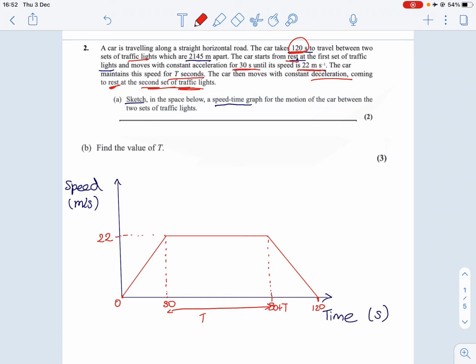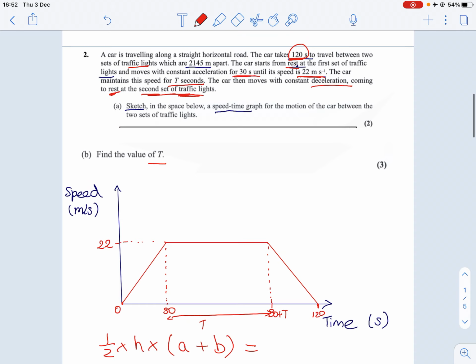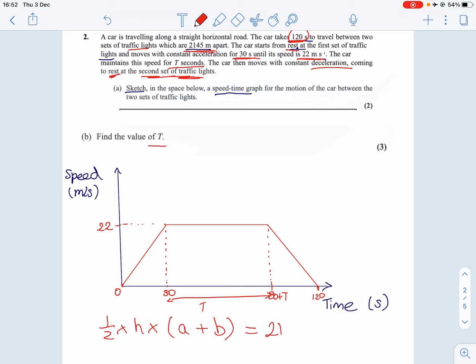Part B asks us to find the value for t. So again, we have a trapezium. To work out the trapezium, again, similar to the previous question, we have half times the height, then you've got to multiply by top plus bottom. So this is your formula for finding the area of a trapezium, and we know it's going to equal the distance, 2,145.